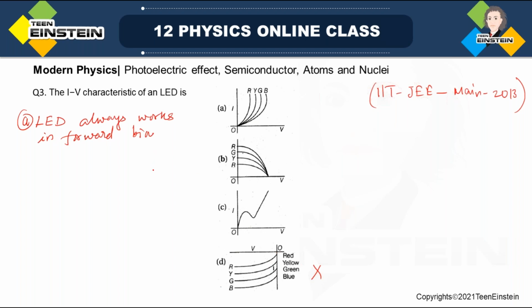Now forward bias, see, an LED is actually a diode, right? You know this diode has PN junctions, right? A diode has P and N junctions, and at these junctions, you have the positive ion cores, this side heavy positive ion cores, and this side negative ion cores.